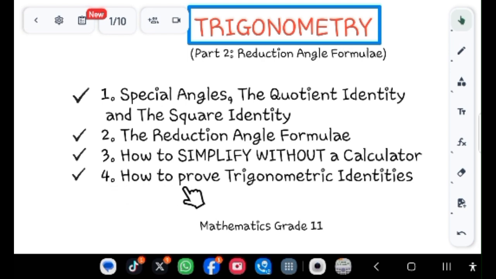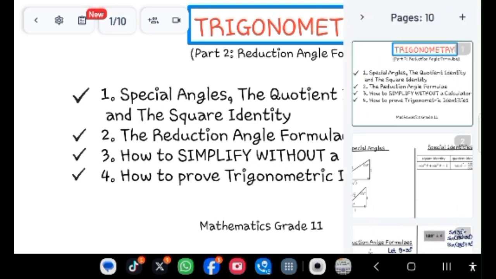And lastly, number 4, we're going to look at how to prove trigonometric identities. Now, you will see as we go towards the end that all the basics that we're going to cover in this video and the video that we started with in this series, video number 1, will all give you the tools to be able to handle questions relating to how to simplify without using a calculator without any issues or problems. Let's start.